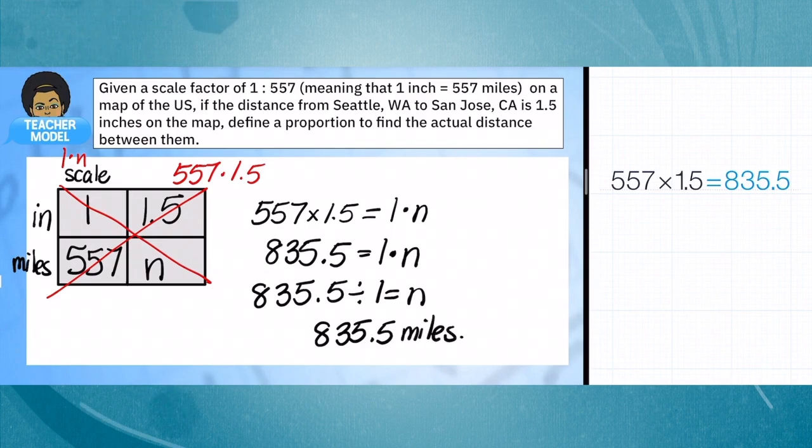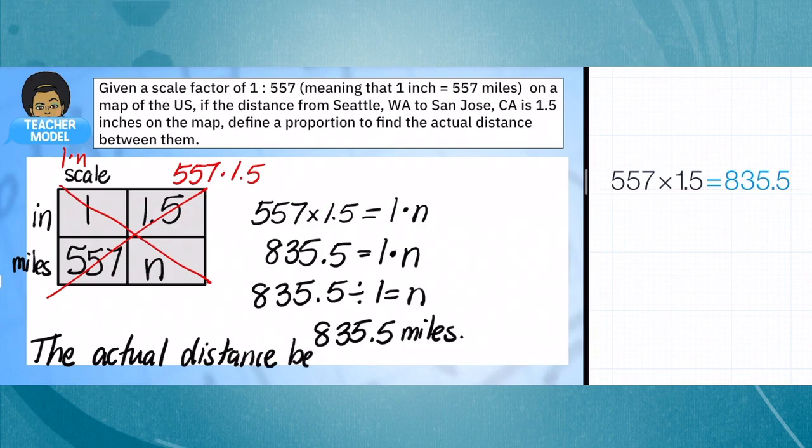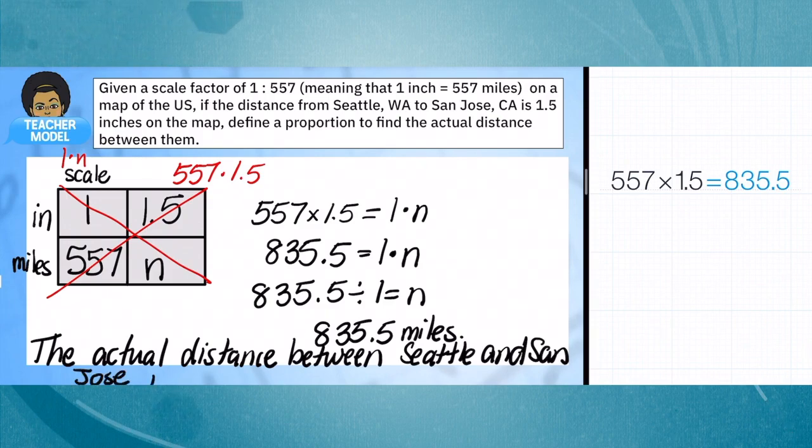And what unit are we talking about? Miles. So let's put this down. The answer, the actual distance between Seattle and San Jose is 835 and 5/10 miles. All right, so there you go. Obviously, if you don't have a calculator, this would have taken us a lot longer, but because our numbers weren't very friendly, I had us use a calculator and it saved us some time. So hit pause and let's jot this down into your notes.